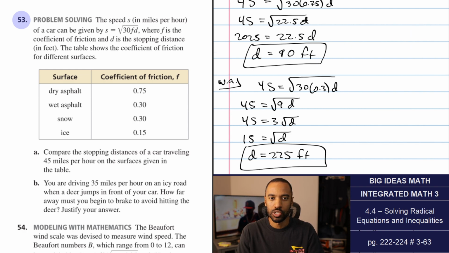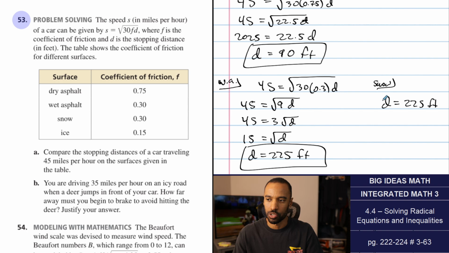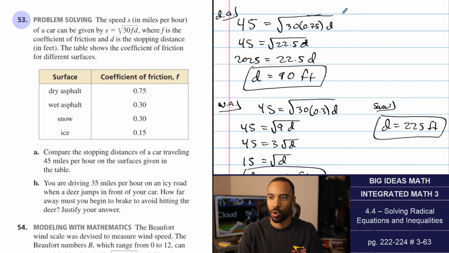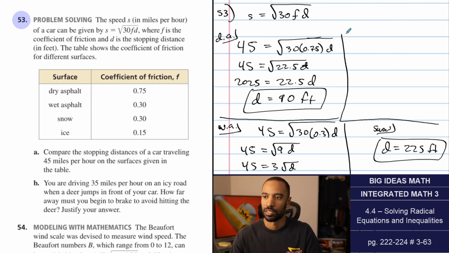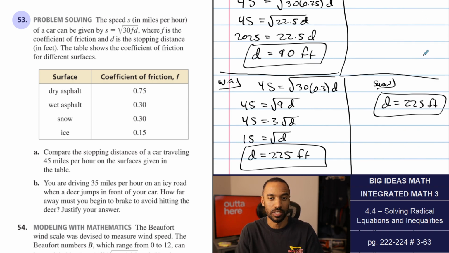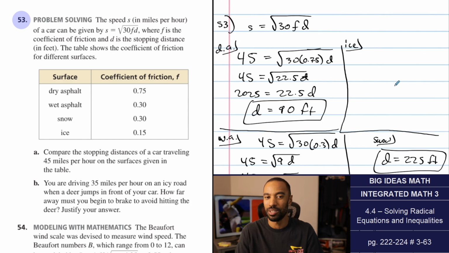All right. Also, snow should be the same thing. So snow, I don't know why they do that. d equals 225 feet. I'll just leave that as is. And let's just go up top just to fit this one here. Let's box these away. We have ice. Now, because it's 0.15, that's half of 0.3, is it just going to be twice as much? I would do some more work on that to be sure. I think the answer is going to be 1,000 feet.